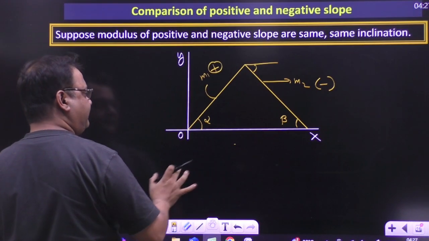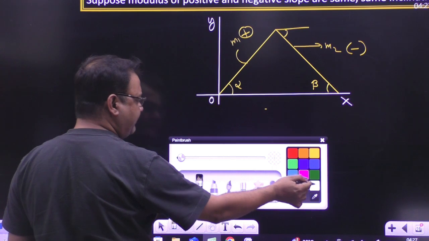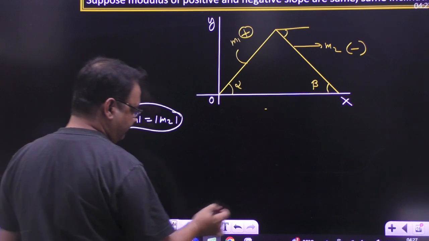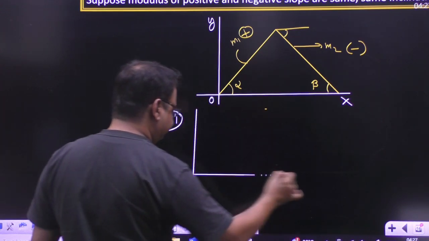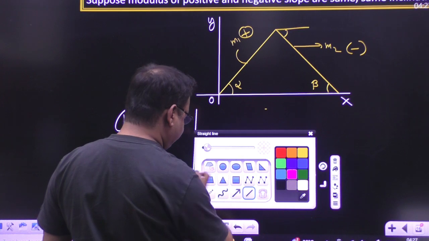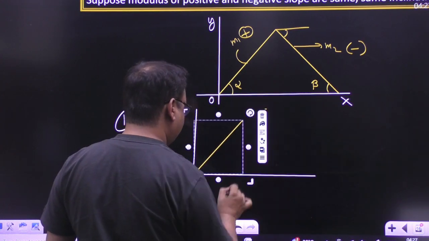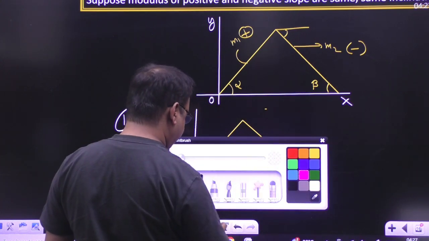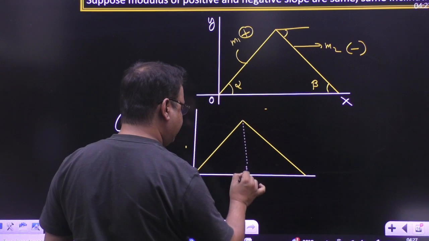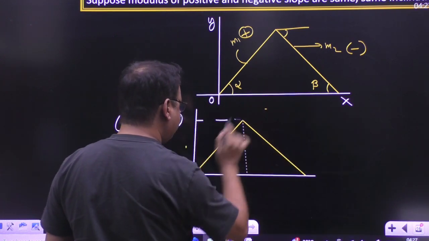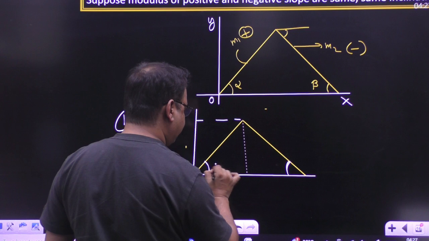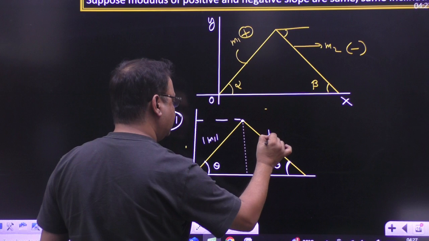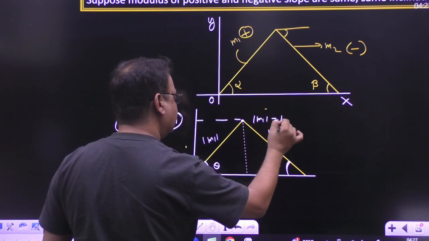Now you can apply your intuition. If mod of m1 is equal to mod of m2, if both slopes have the same magnitude, say one has a slope of 3 and one has a slope of minus 3, you can see that both inclinations will be the same. Correct? We have the same inclination in both graphs. Same inclination means this angle and this angle will be the same. If this angle is theta, this angle will be theta. This is when mod of m1 and mod of m2 are the same.